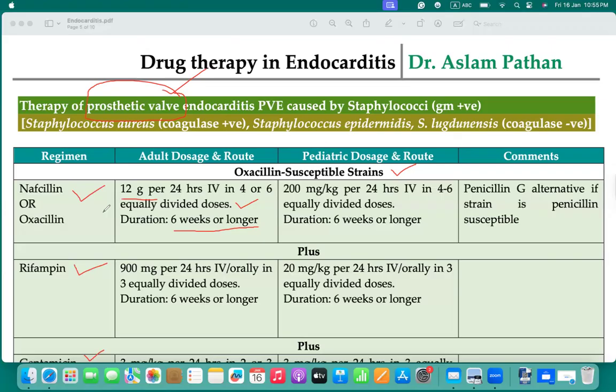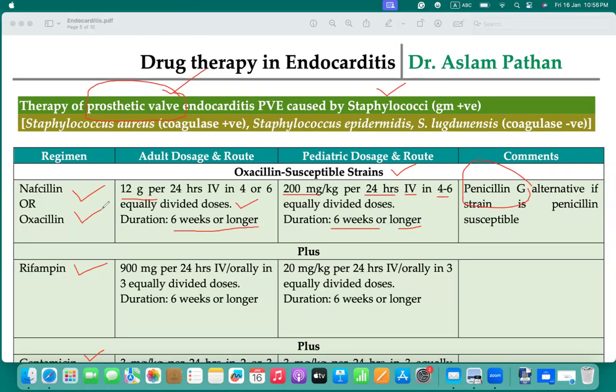Pediatric dose of nafcillin and oxacillin is 200 mg per kg per 24 hours intravenous in 4 to 6 equally divided doses, and duration of treatment 6 weeks or longer. There is one comment: we can also use penicillin G as alternative if the strain is penicillin susceptible. But for the staphylococci, the anti-staphylococcal penicillins are nafcillin or oxacillin.